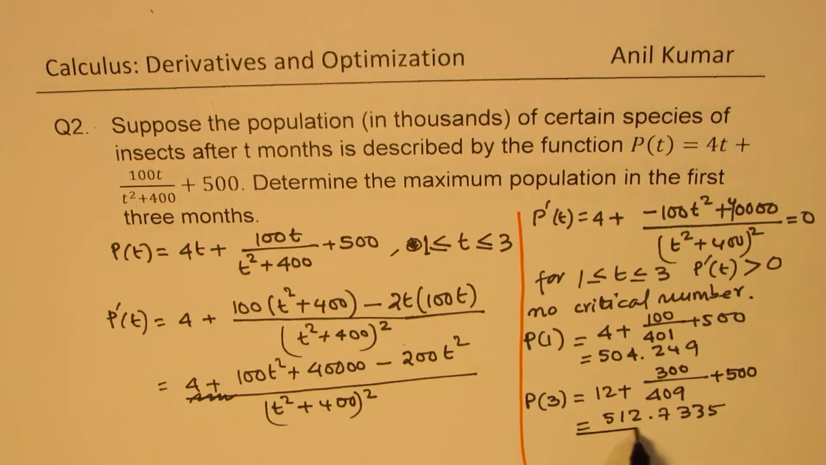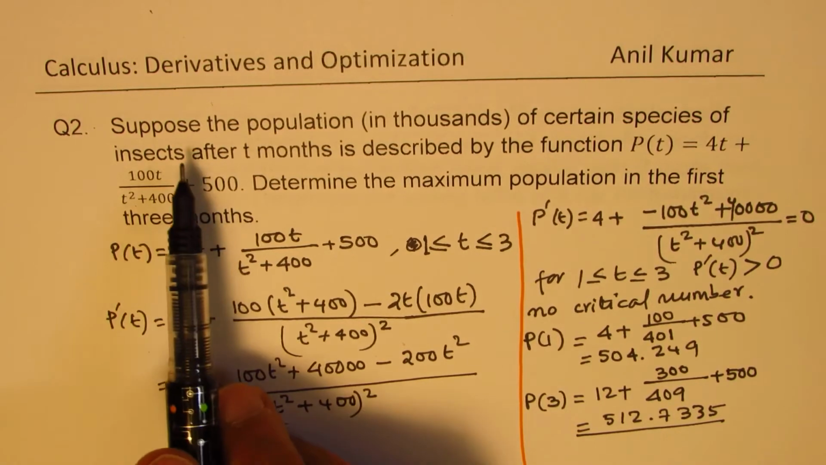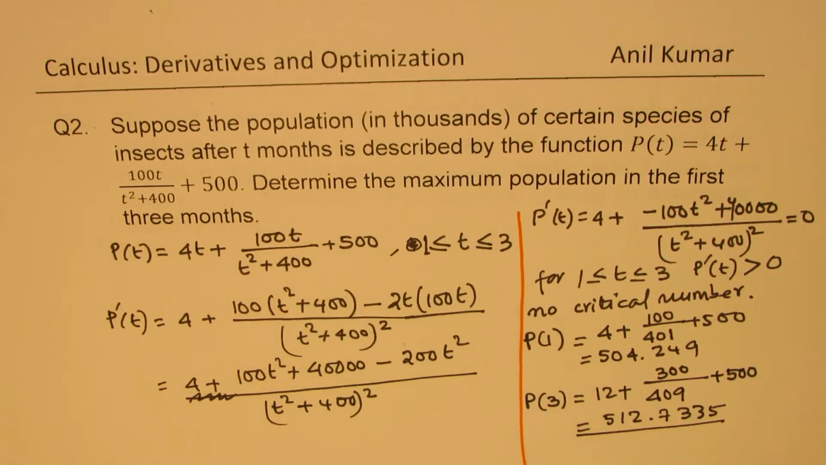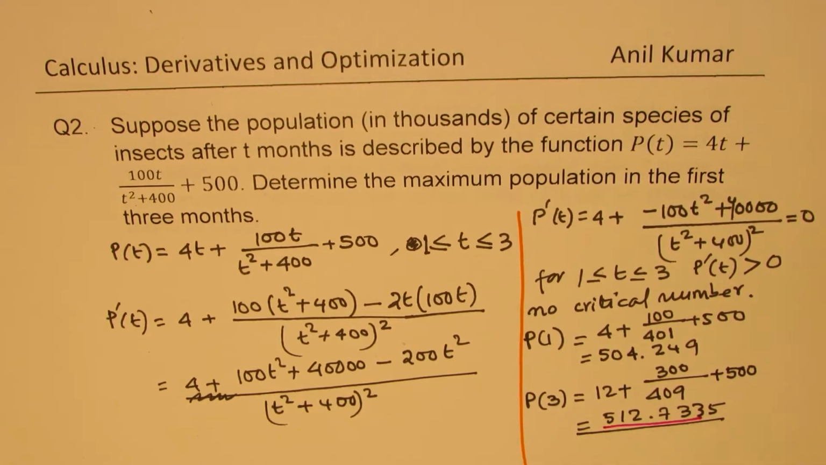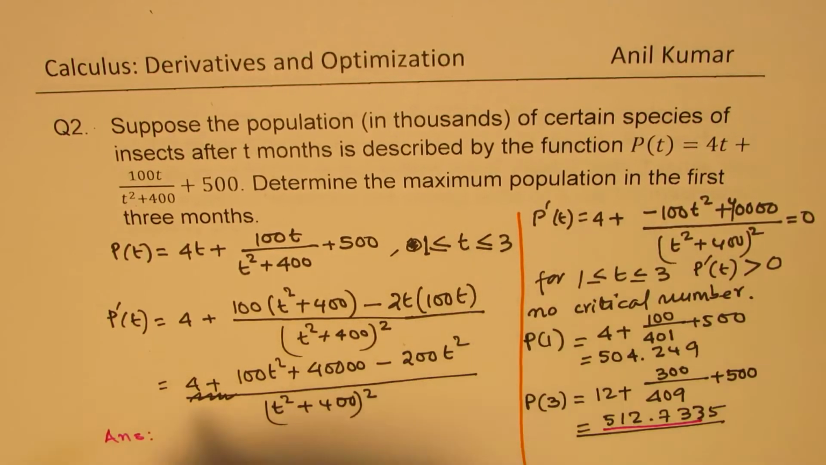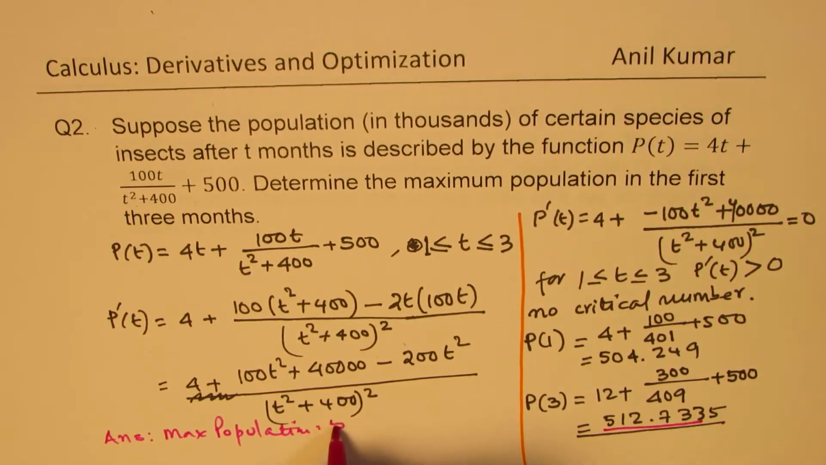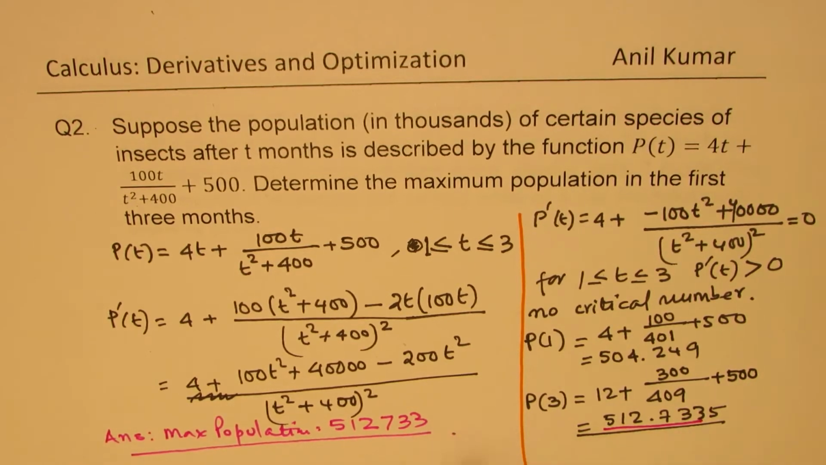So definitely at the end of third month, it is maximum. It says population is in thousands, and therefore our answer will be in thousands. So our answer is: maximum population will be 512, since it is in thousands, 733. Clear? So that is how we are going to answer this question.